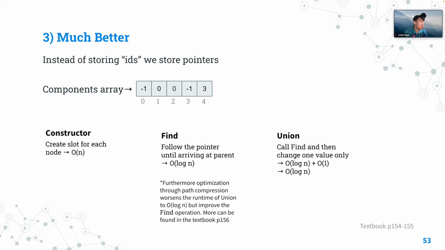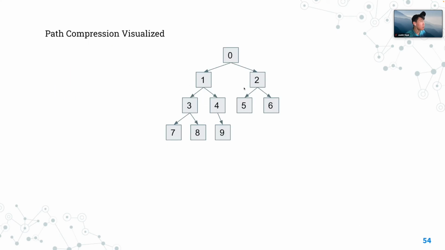Now, I'm going to talk a little bit more about a further optimization you can do called path compression, but note that this is not required to pass all the test cases for homework 2 question 1. But if you find this cool or you want to learn how to actually implement this, you can feel free to keep watching. The specifics of how path compression works can be found on page 156 in the textbook, but I'm just going to show you visually what's going on during path compression.